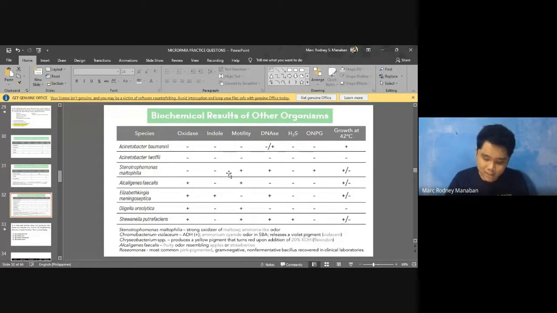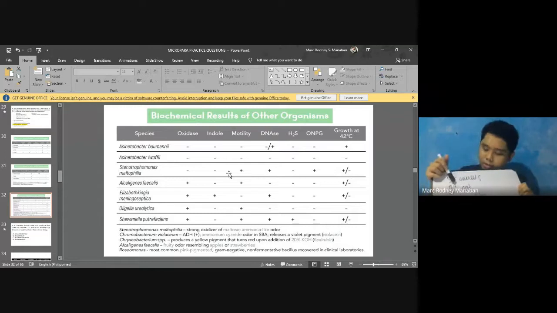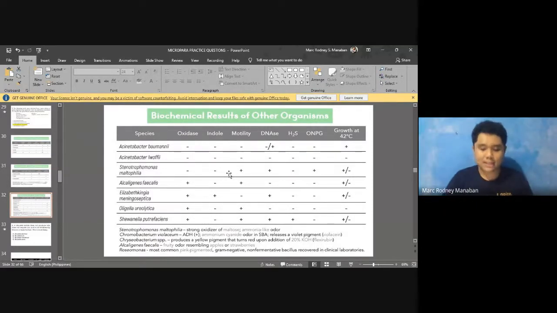Now, for the DNase mnemonics, they did not mention it earlier. SMSS: you have S. aureus, Moraxella catarrhalis, Stenotrophomonas maltophilia, and Serratia marcescens. Right, take note, SMSS, your DNase positive organisms: S. aureus, Moraxella catarrhalis, Stenotrophomonas maltophilia, and Serratia marcescens. The DNase positive organisms. Take note, okay? SMSS. All right.